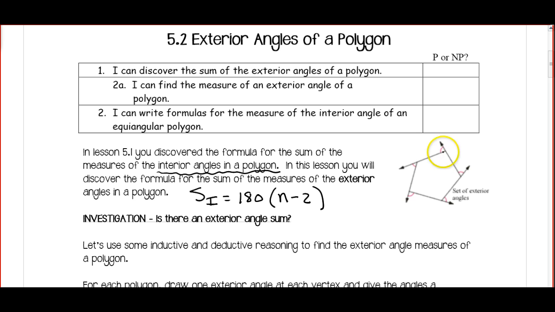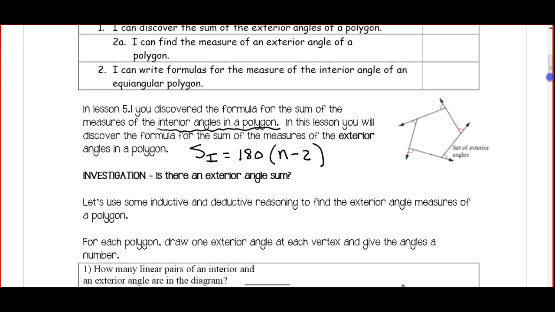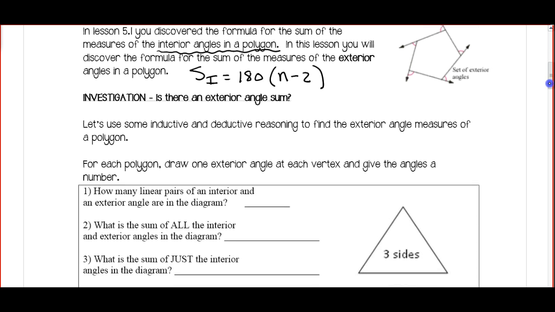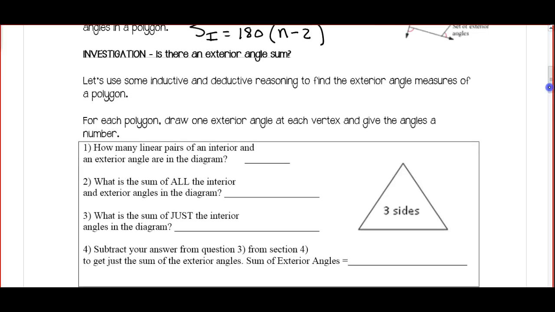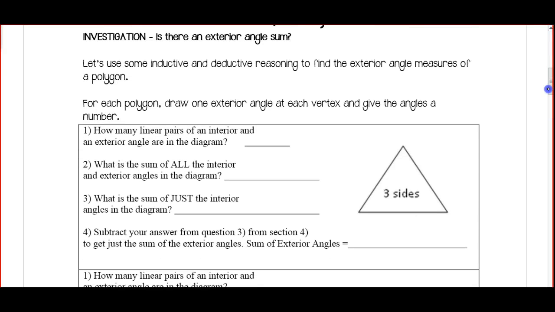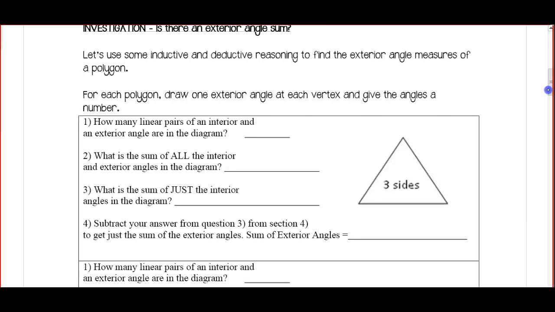And they're not necessarily going to be congruent unless the polygon is regular or equiangular. It doesn't have to be regular, but it does have to be equiangular, but we'll talk about that in a little bit. So what we're going to look at is, is there an exterior angle sum? We're going to do a little inductive and a little deductive reasoning to figure this out.